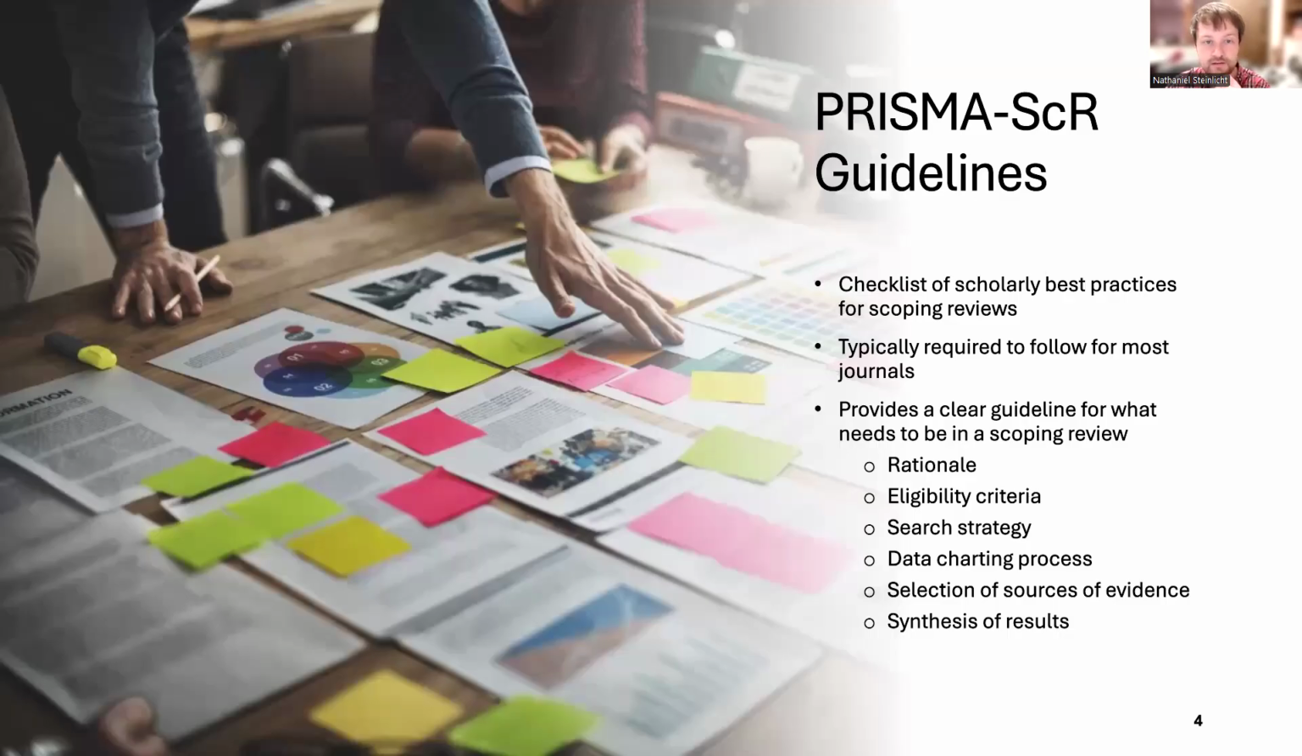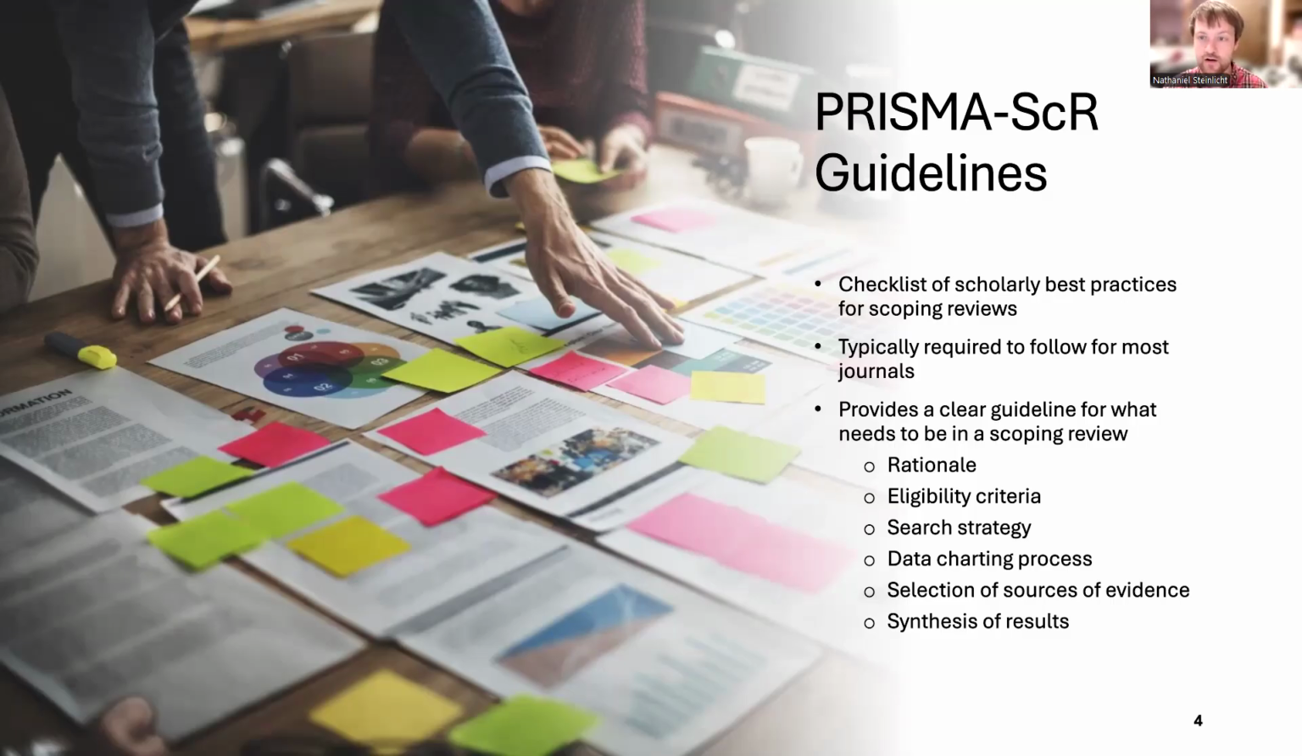The PRISMA-ScR guidelines. So PRISMA is, oh boy, I don't think I remember what it actually stands for now, but PRISMA is a set of guidelines broadly around best practice for doing literature reviews and meta-analysis. That's what the MA is. I don't know what the PRIS is. The ScR after this is a subset of the PRISMA guidelines focused specifically on scoping reviews. And there's a link at the end of these slides too that I included.